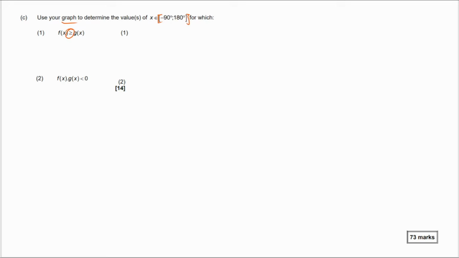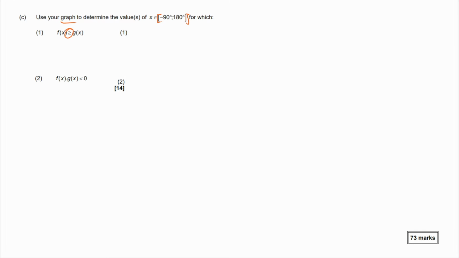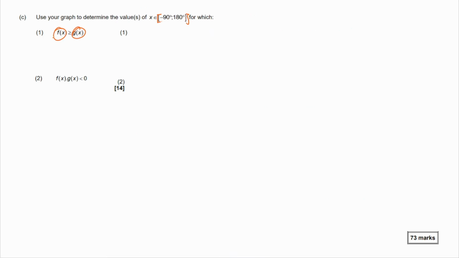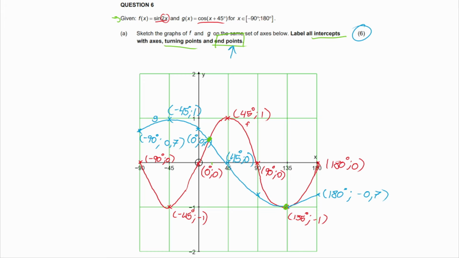Let me just make sure I'm not in the calculator view anymore. I was. Sorry, you wouldn't have seen where I was pointing. So the F graph needs to be above the G graph. That's literally just what that means. Remember, our F graph is red. Again, this is greater than or equal to, so we need the F graph above the G graph, the red graph above.